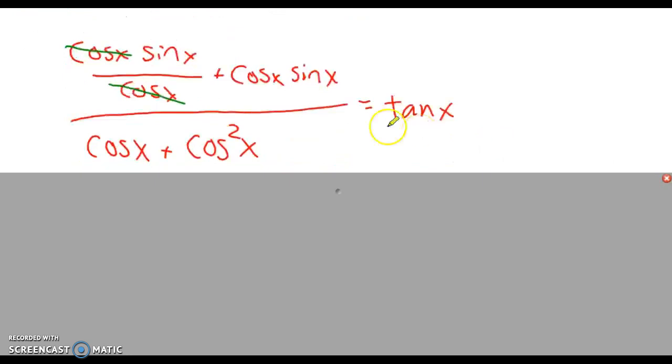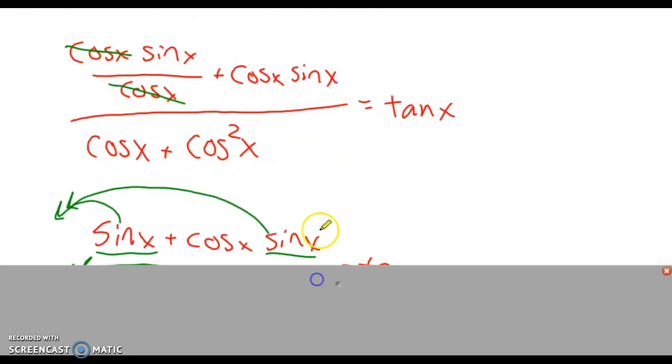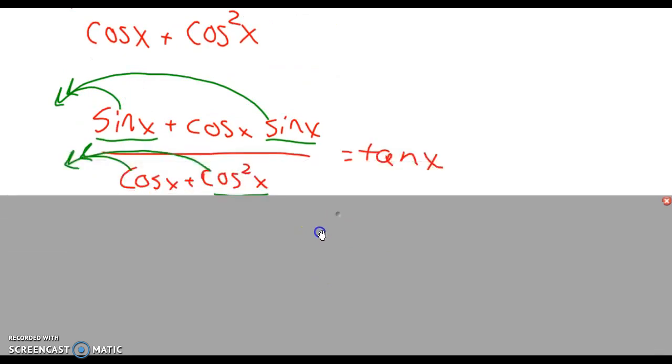And the whole reason that I did that is so that I can cancel these two cosine x's, so I'm left with no more fractions in my big fraction. Now at this step, you can see what I've done here is you need to identify your greatest common factor.